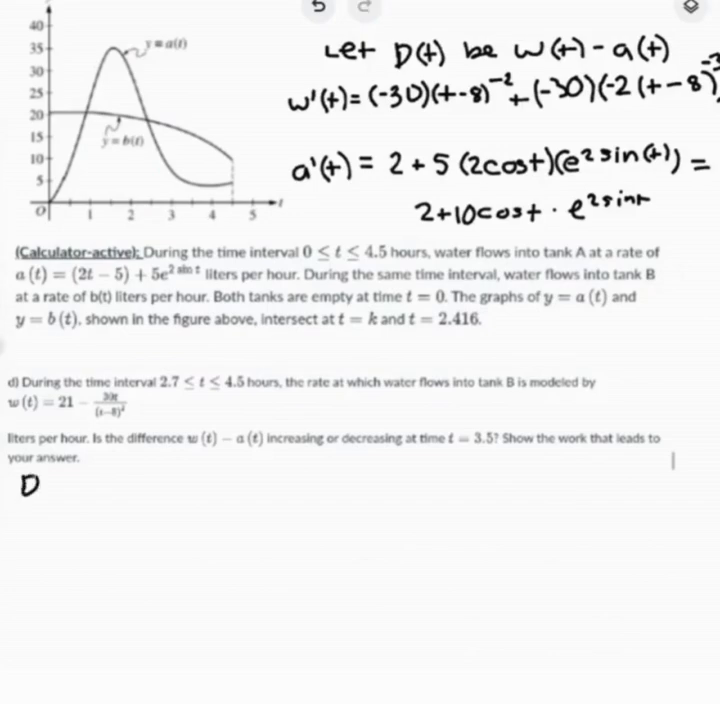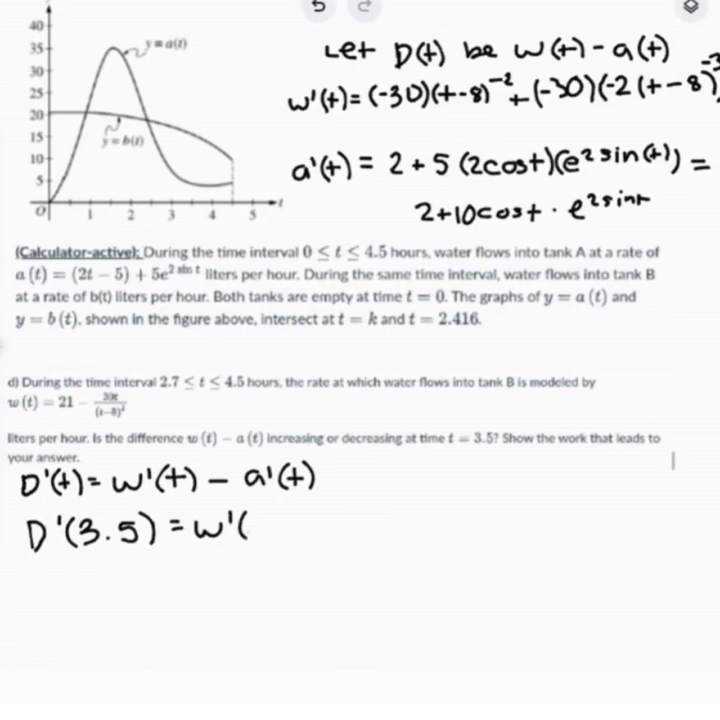For part D, you are given the function for the rate at which water flows into tank B, which is modeled by function W. In order to find out if the difference between function W and function A is increasing or decreasing at time t equals 3.5 hours, you'll have to find the derivative of the function W minus the function A. In order to do this, you'll need to find the derivative of function W and function A separately, which I've shown at the top.